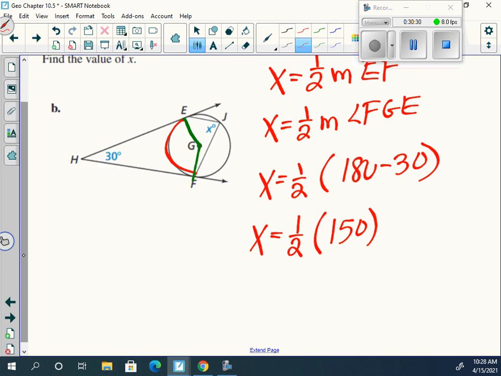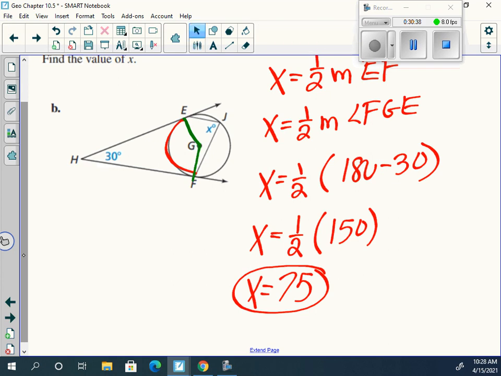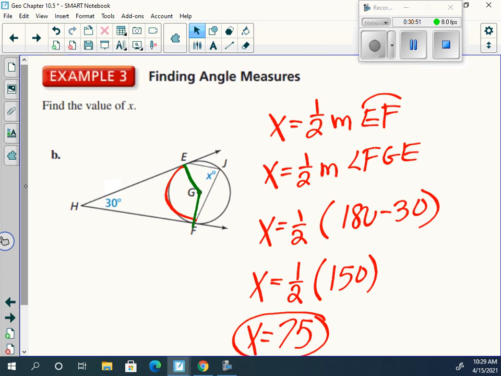$150, and half of 150 is 75 degrees. Are there questions on this here, or how we went about doing this one? Because this one did require a few more steps than what we've done previously. Questions on this here, how we did this?